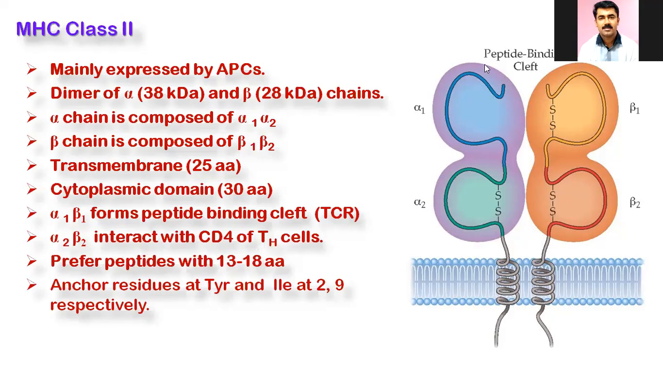The peptide cleft found between alpha 1 and beta 1 can hold more than 8 to 10 amino acids. If the peptide contains 13 to 18 amino acids, it is more highly preferred for MHC class 2 molecules. The anchor amino acids need to be present, and only then can the peptide bind to this cleft. The anchor amino acids are tyrosine and isoleucine at the second and ninth positions respectively.